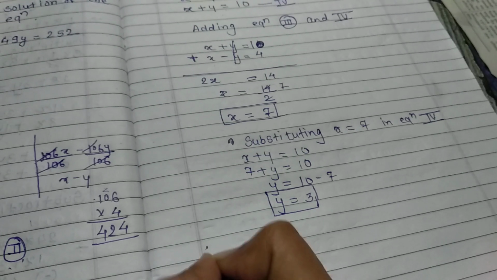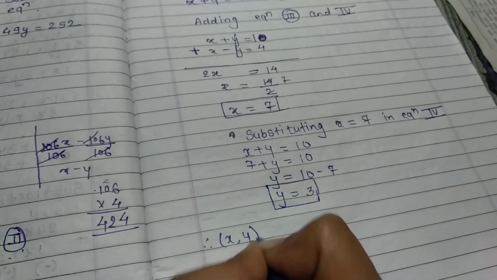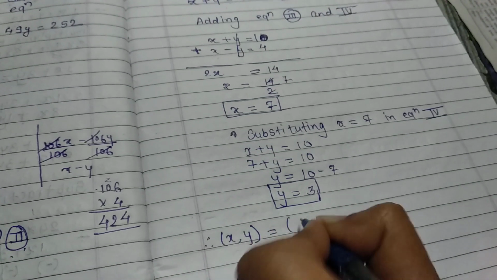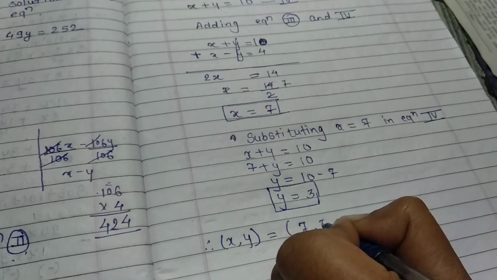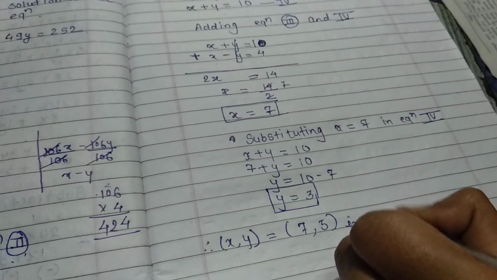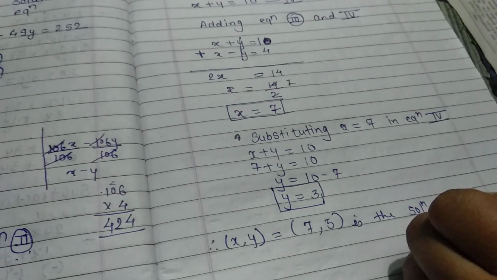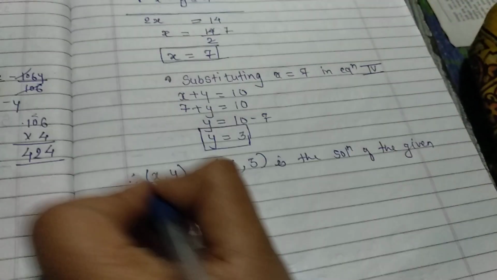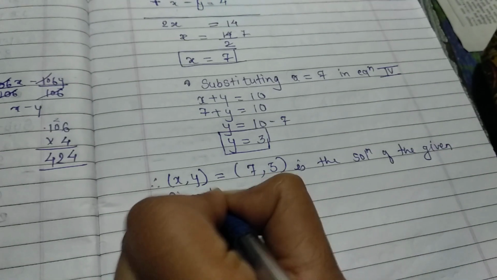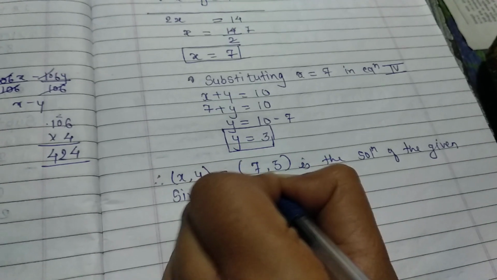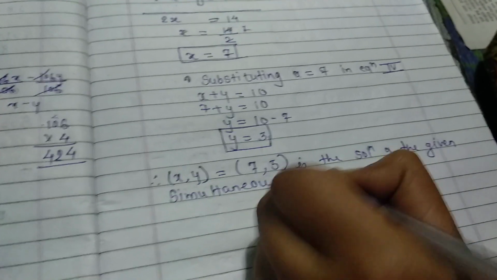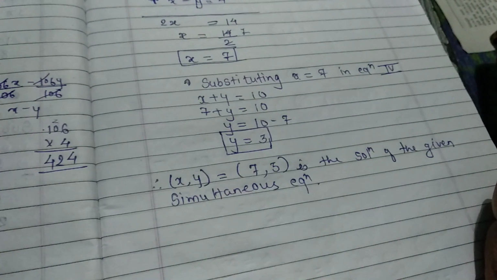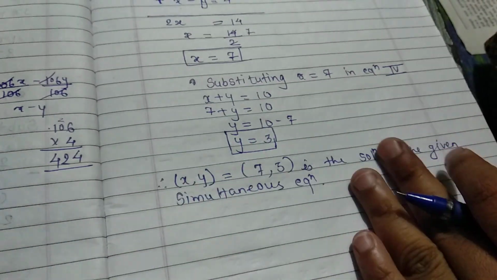So the last final answer: therefore x is equal to 7, y is equal to 3, so 7 comma 3 is the solution of the given simultaneous equations. So here we solved this equation.